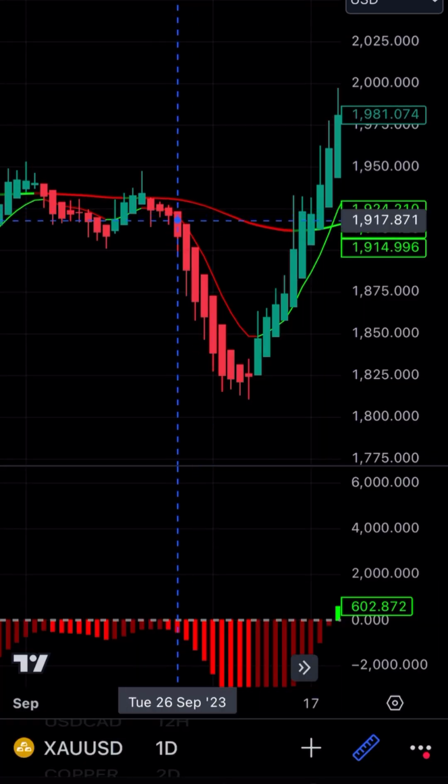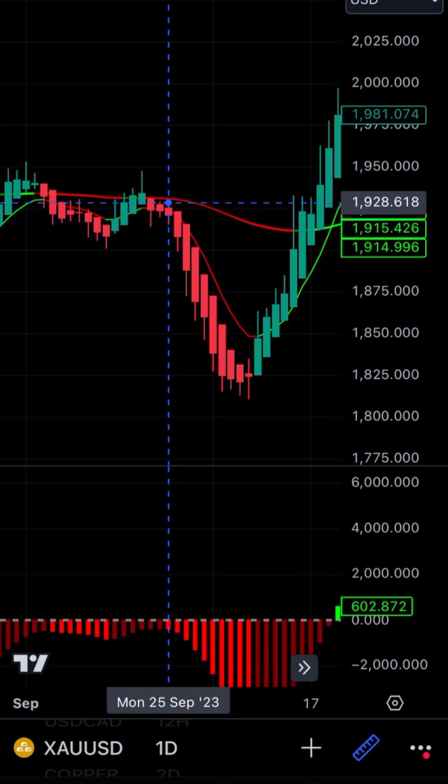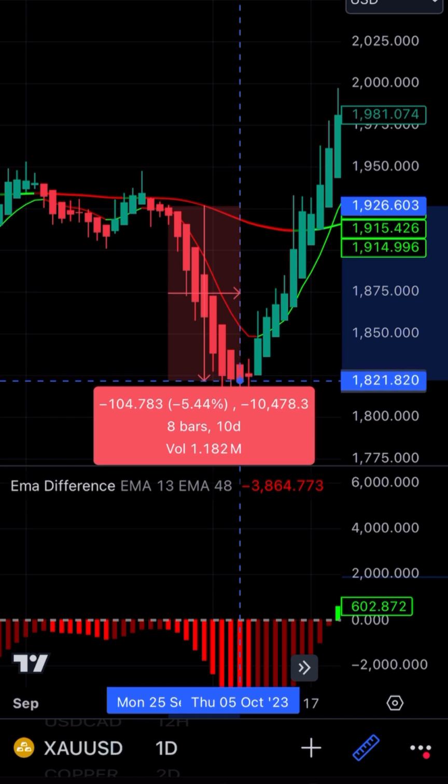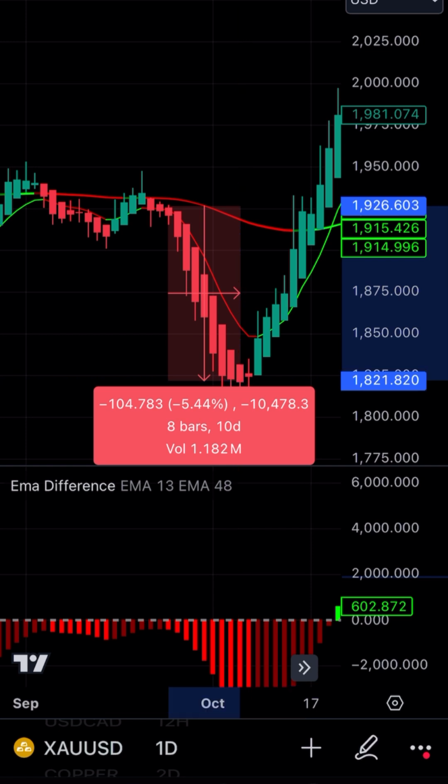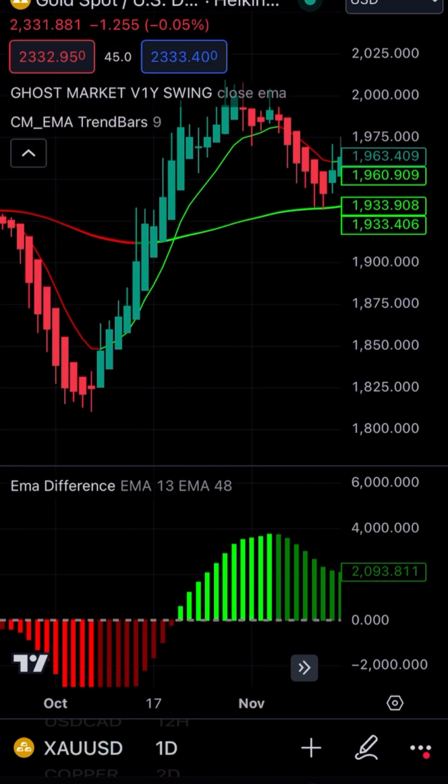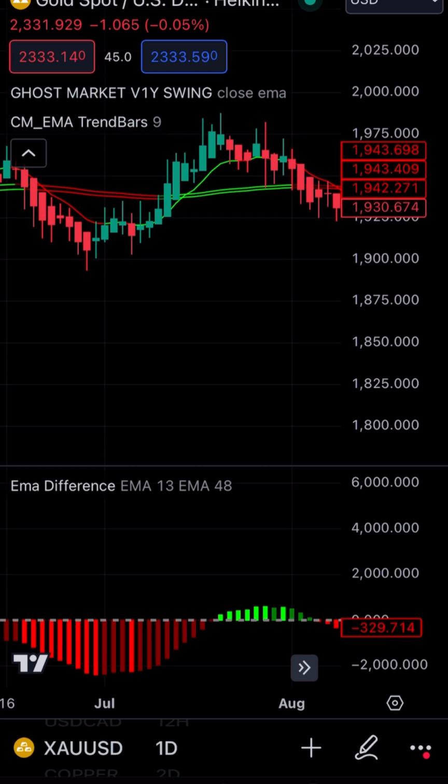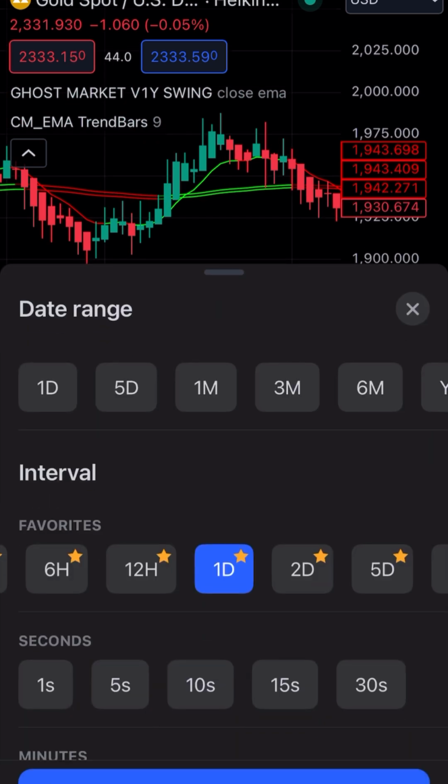And then you see a big one right here. You see it turn light red right here, and then you ride it down. This is a 104,000 pip move. This is about $1,000 in 10 days if you did it with a 0.01. So then that's how you do it with bearish.